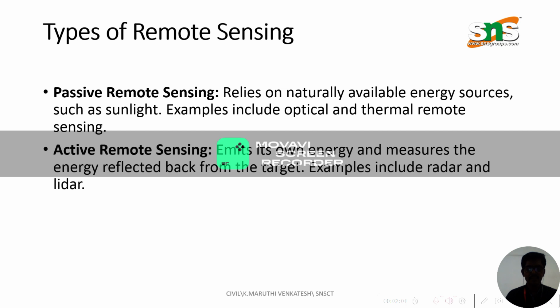Types of remote sensing. We know that there are different types of remote sensing available. One is passive remote sensing, the other is active remote sensing. What is active remote sensing? Active remote sensing emits its own energy and measures the energy reflected back from the target. Examples include radar and lidar. Then passive remote sensing. It relies on naturally available energy sources such as sunlight. Examples include optical and thermal remote sensing.